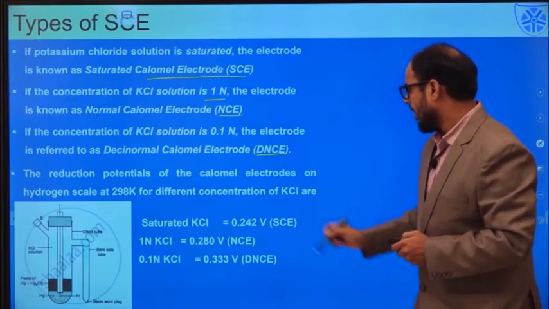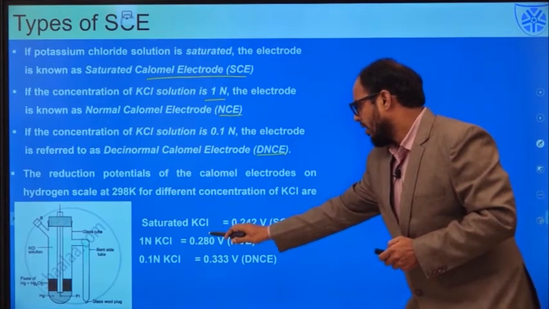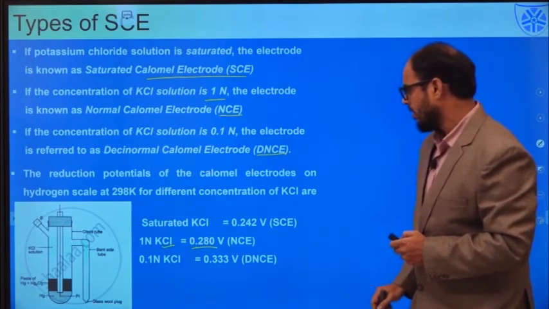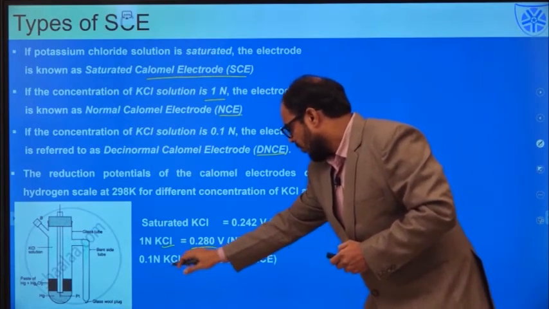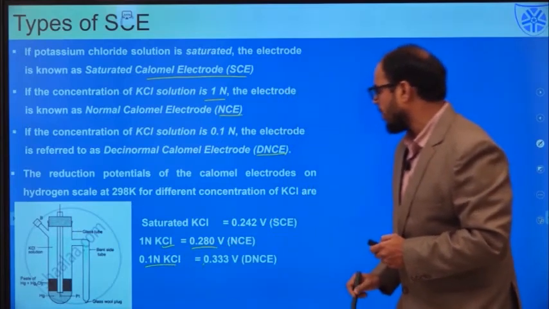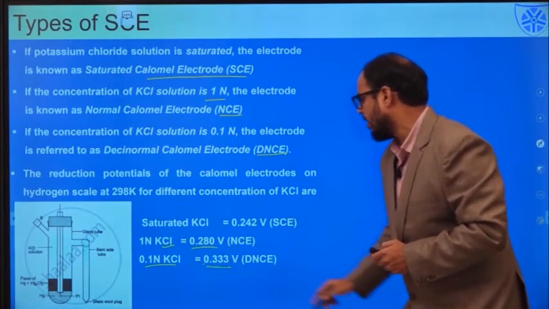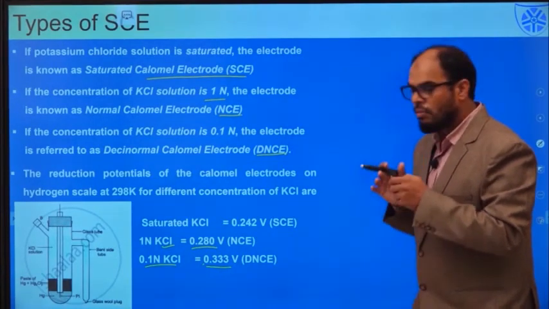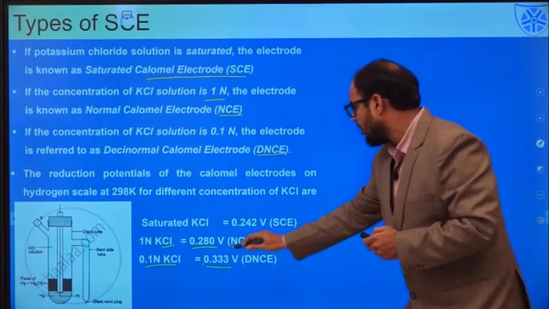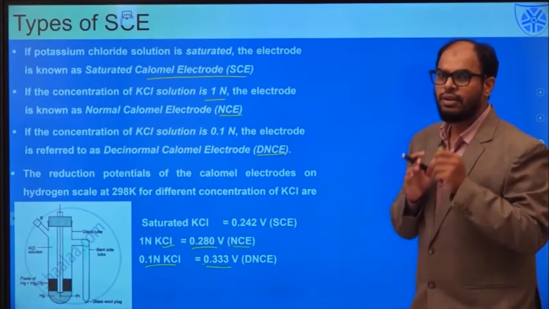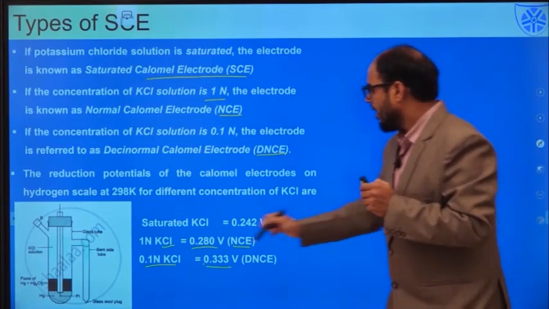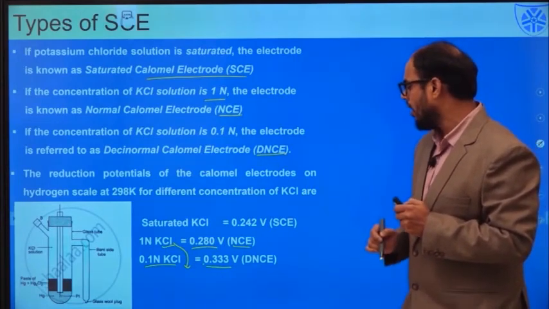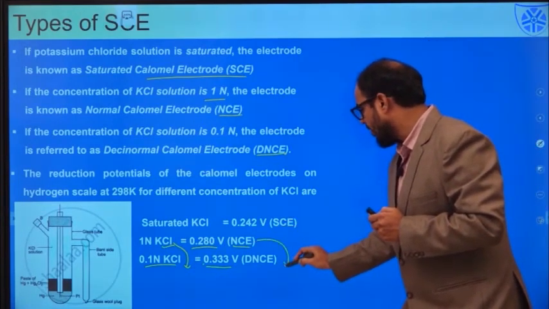So, we can see here that 1 normal potassium chloride is having 0.28 volts, the voltage obtained for 0.1 normal potassium chloride is 0.333 volts. So, the decinormal calomel electrode is having more electrode potential when compared to normal calomel electrode. Again, trying to reiterate that as we decrease the concentration from 1 normal to 0.1 normal, the electrode potential value is increasing.